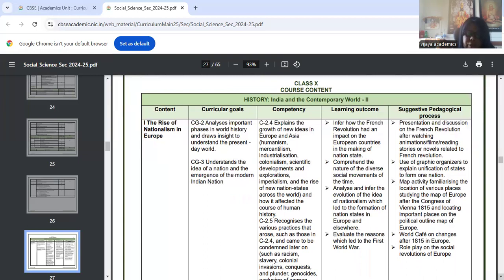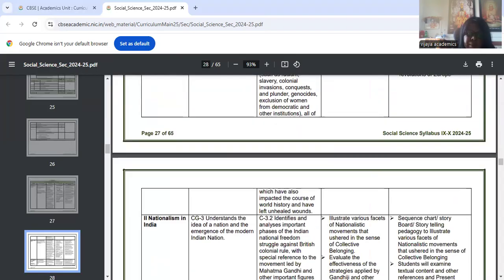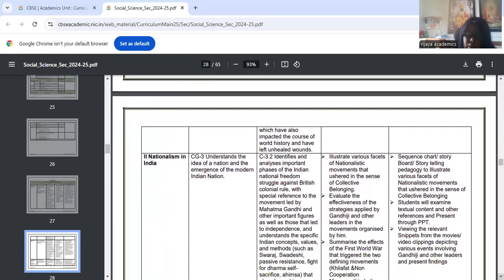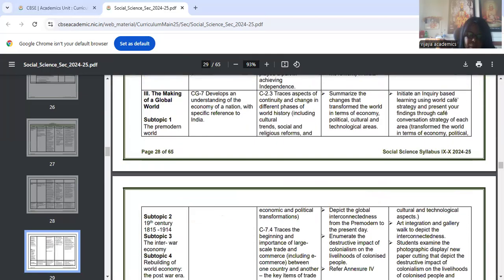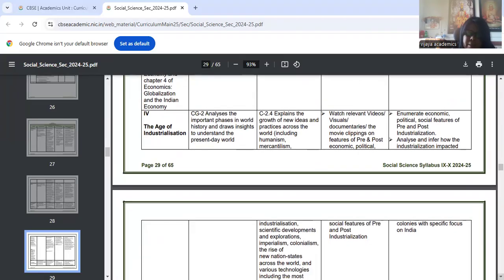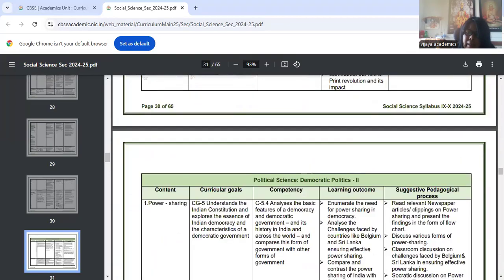Content, curricular goals, competency, learning outcomes, suggestive pedagogical process. Now, from this, you can choose the topics for your portfolio if you want. You can take help of all these topics and suggestions given by CBSE.